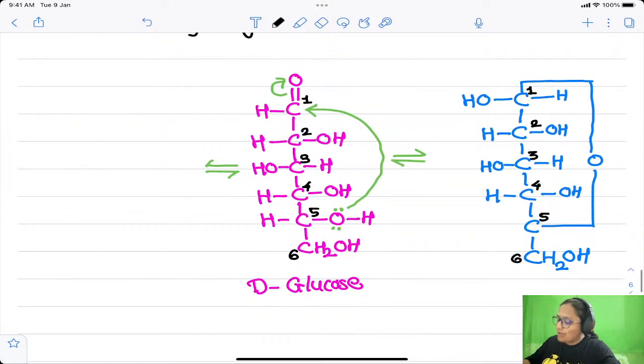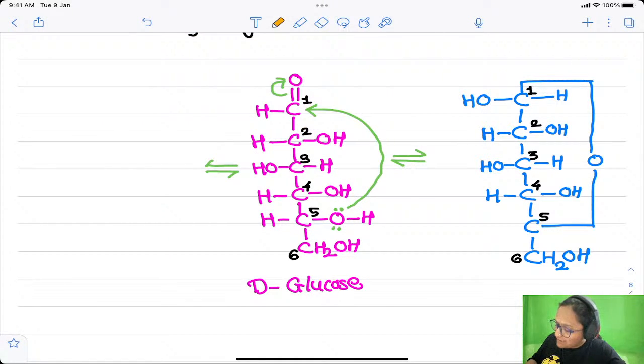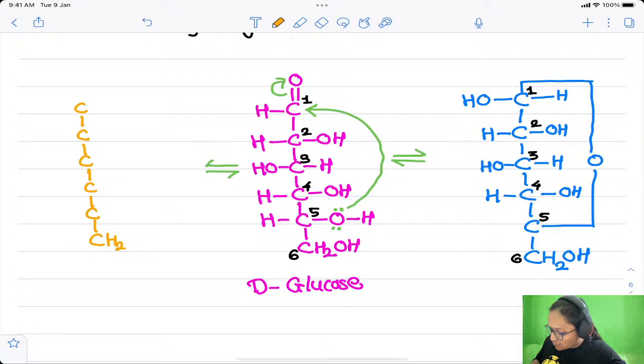Let us draw one more form. So another structure also I will draw. Again all the other things are as they are. Draw all the carbon atoms in a row like this: 1, 2, 3, 4, 5 and 6. The last will be as it is, CH2OH.